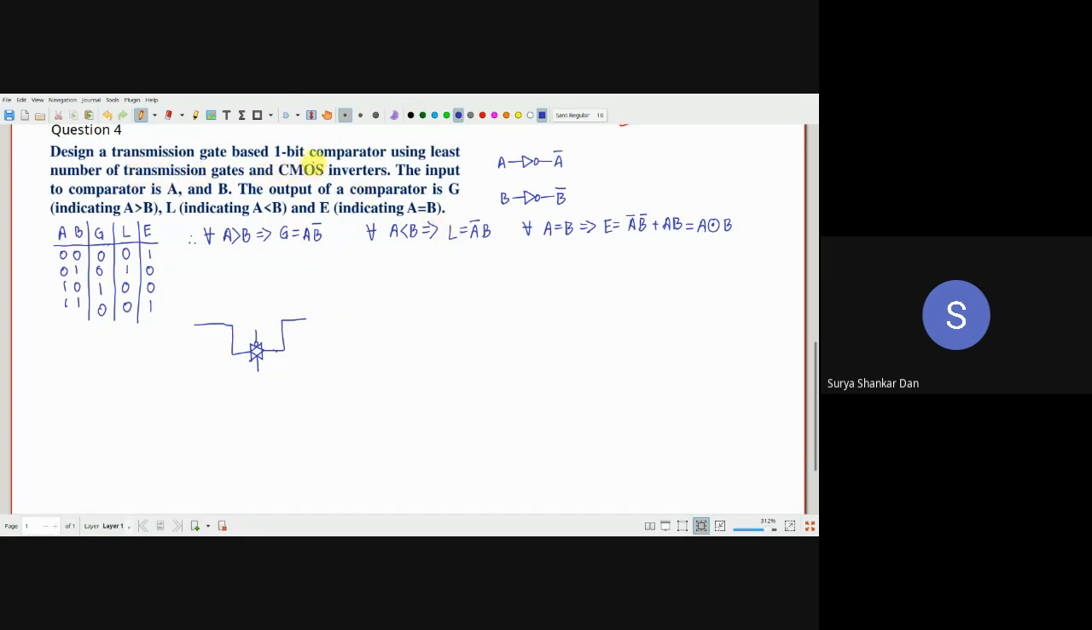Design a TG based 1-bit comparator using the least number of transmission gates and CMOS inverters. Okay, the input to the comparator is A and B. The output of the comparator is greater, indicating A is greater than B, lesser, indicating A is less than B, and equal, indicating A equal to B. तो मैंने यहाँ पर देखो 0 0, 0 1, 1 0, 1 1. All the bit patterns मैंने कर दिया है. When A is greater than B, situation is only this one, G. L, A is less than B.